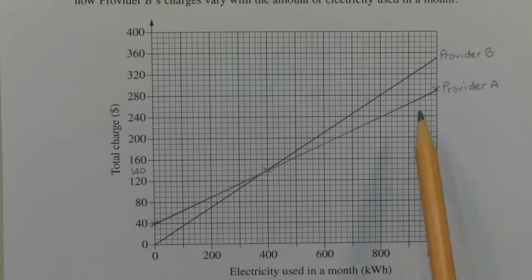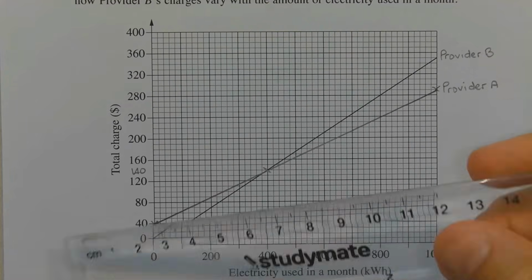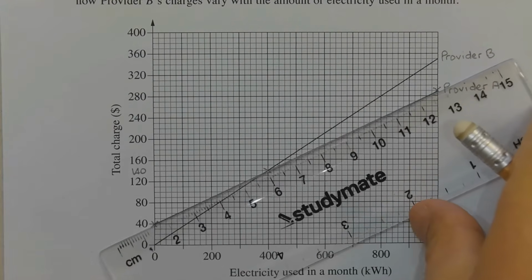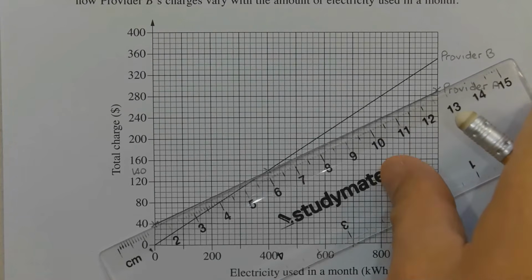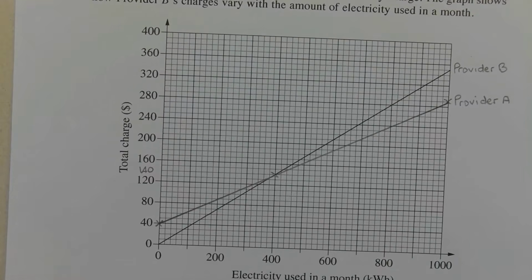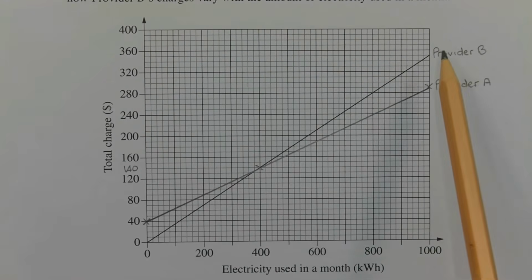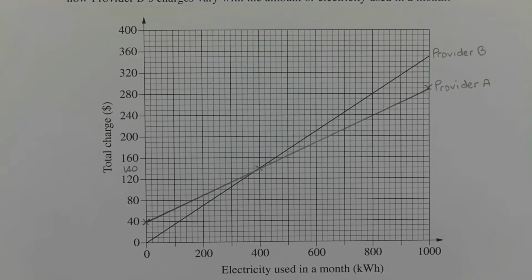So if this is done correctly, if we place a ruler against those 3 points they should line up, and then just draw a line through those 3 points. Don't forget to label which line is which.